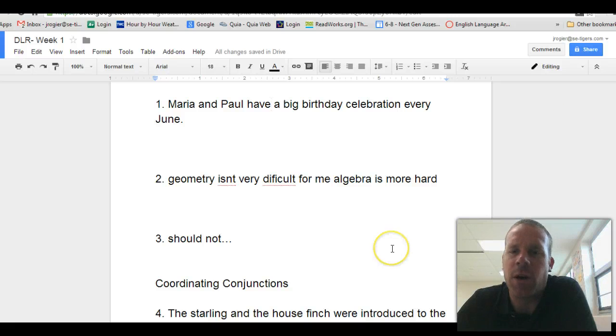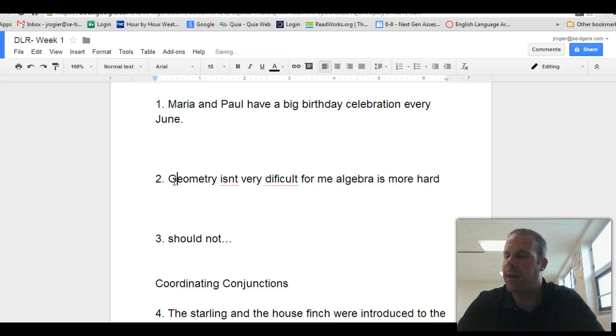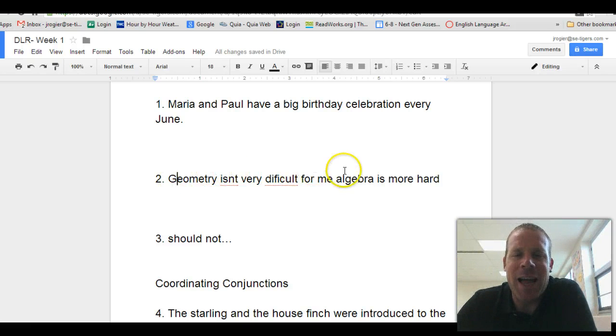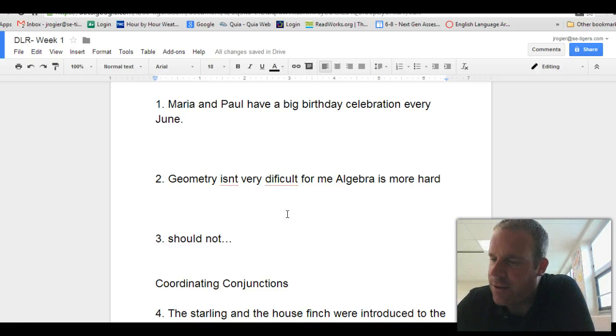Moving on to number 2. Geometry isn't very difficult for me. Algebra is more hard. Always capitalize the beginning of a sentence. Okay, and we want to make that geometry. Another thing to keep in mind is it's giving the name of a class, like the title of a class, and so those get capitalized when it's the title of a class. So algebra will go ahead and capitalize, and you'll see later algebra will get capitalized anyways, but geometry isn't very difficult.